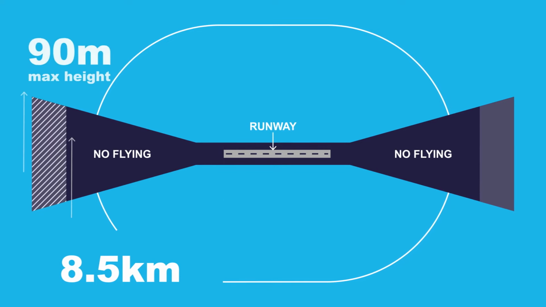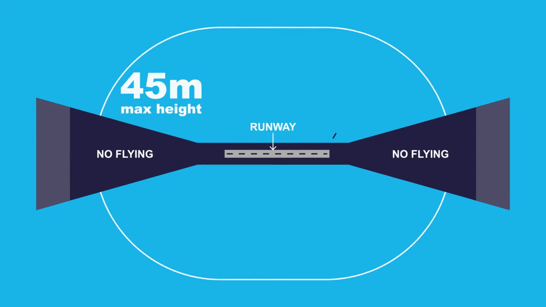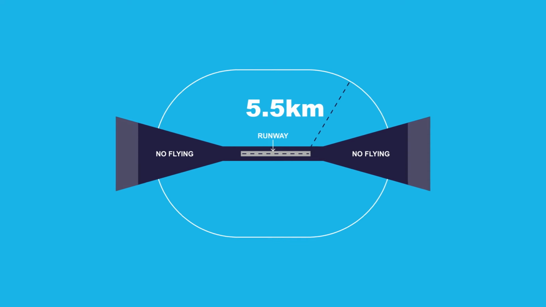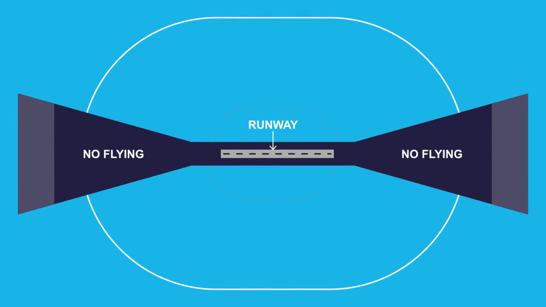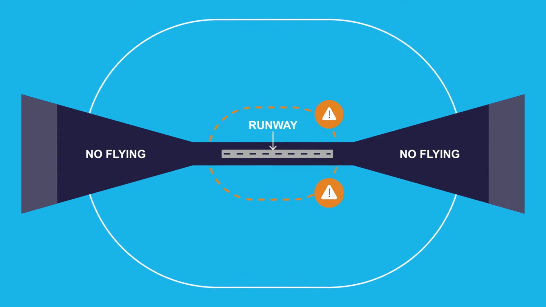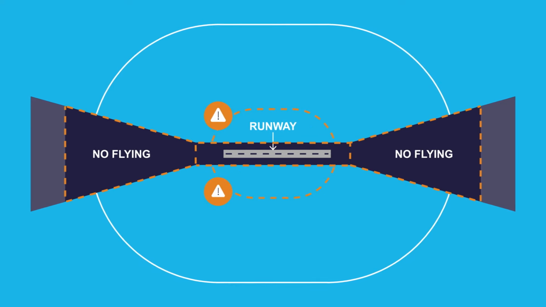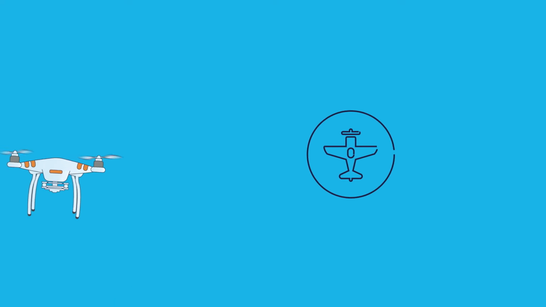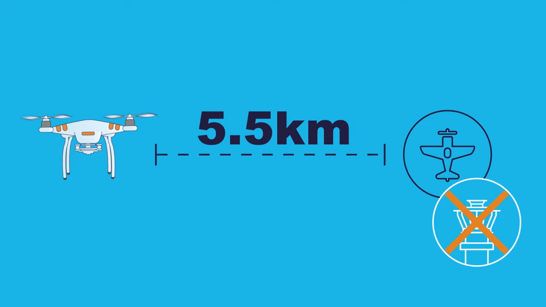If your RPA weighs 250 grams or less, you can fly up to a height of 45 meters within 5.5 kilometers of a controlled airport, but you must not fly in the approach or departure paths of a runway, in the airport boundary, or in a way that creates a hazard to other aircraft taking off or landing. If you're near an airport without a control tower, you can fly your RPA within 5.5 kilometers.